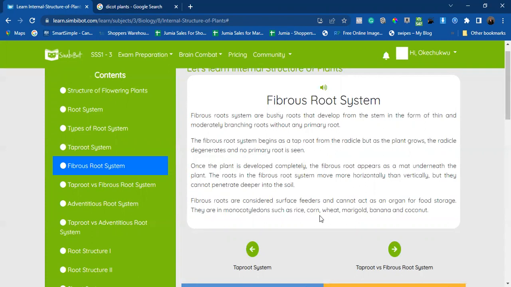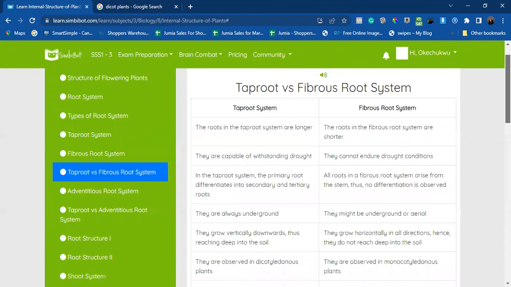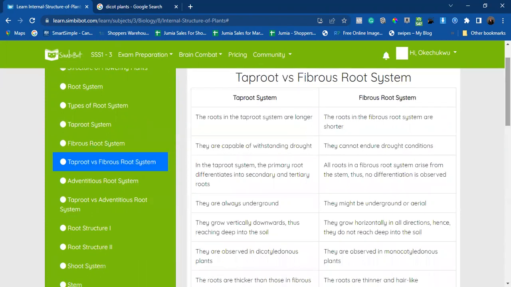So they have fibrous roots. Rice, maize, they are all examples of monocots. Now, the difference between fibrous roots and taproots.